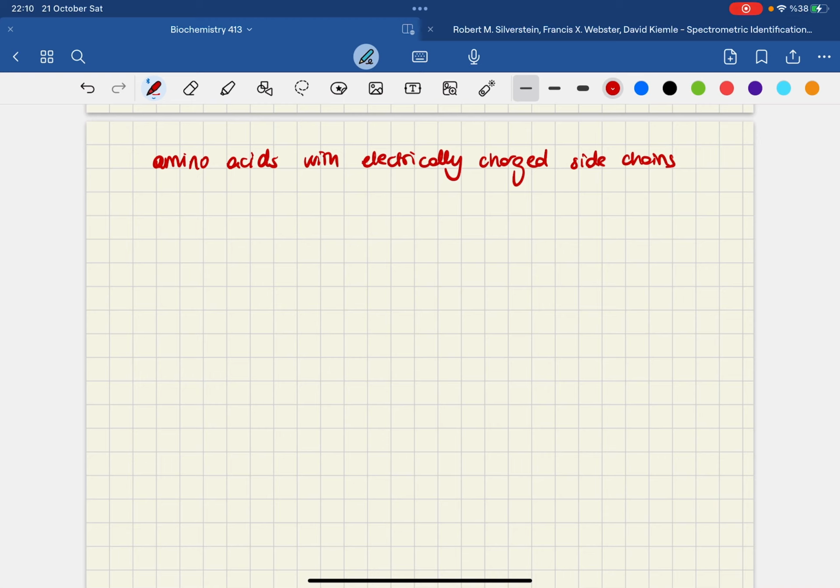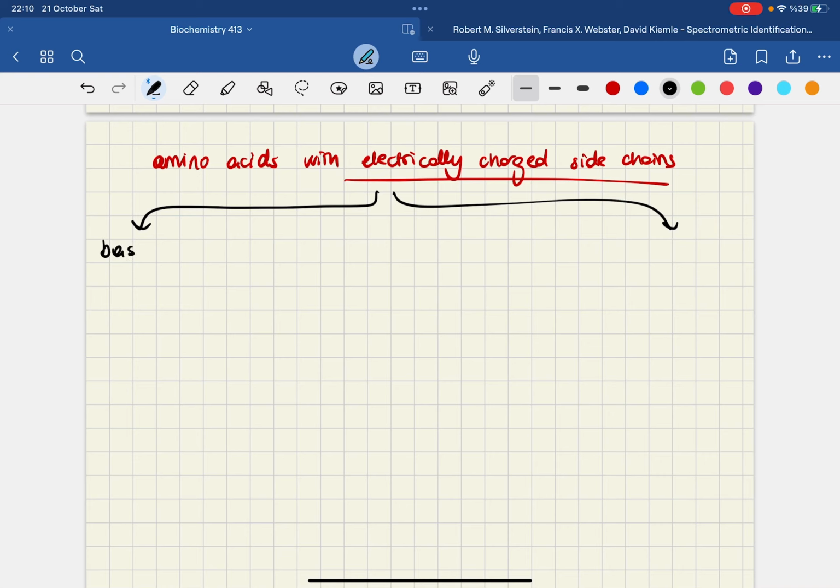And let's start with electrically charged side chains. These are basic or acidic amino acids. Now let me show it like that. We have acidic or basic. And first we will write basic amino acids, and then we will have acidic amino acids.